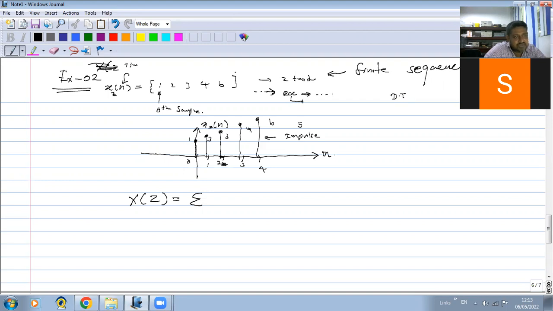A discrete time signal we can represent as a collection of impulses. But this is not a practical situation, because practically we can't achieve an impulse. For an impulse the time period is 0, but we can't achieve a 0 time period. It may be a very small time period, but it is not equal to 0. So practically we can't achieve an impulse.